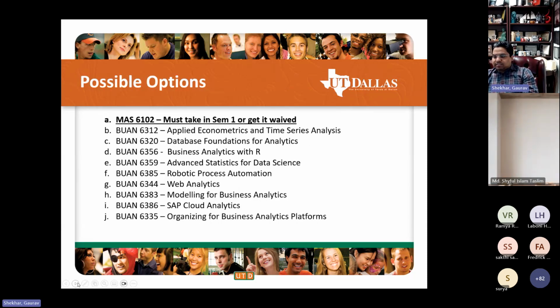MAS 6102, which is professional development, is one course that is required by everybody in the very first semester. This course is focused on preparing you for corporate America, how to go about your resume, your LinkedIn, the different tips and tricks in terms of presenting yourself professionally, how to prep for interviews, everything that is required for you to do better in your job searches. And once you get the job, how do you go about the job? All of that is covered in the professional development class. That's the course that you must take in the very first semester.